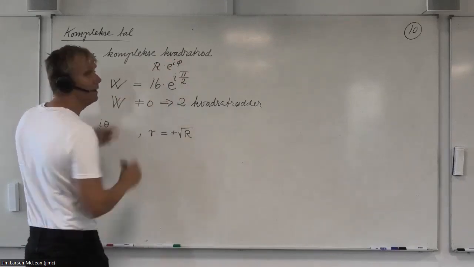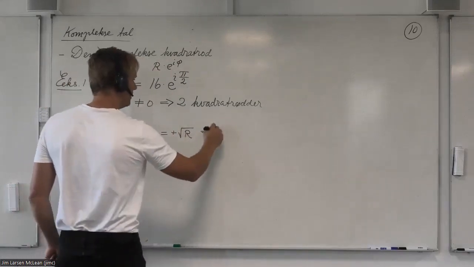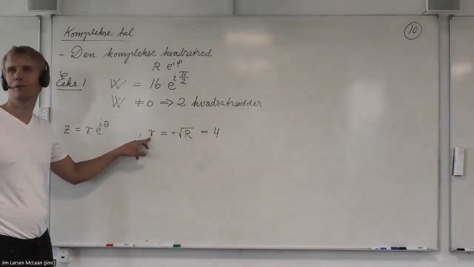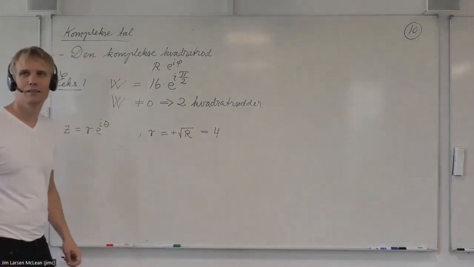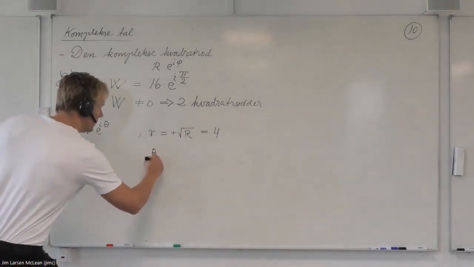And phi is pi over 2, right? So I just take the good old-fashioned square root of 16. That's 4. Now I know how far away from the origin my square roots are. They are 4 units away. And afterwards, I can find theta 0.